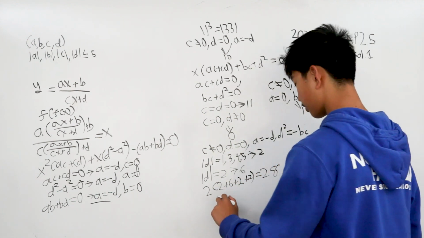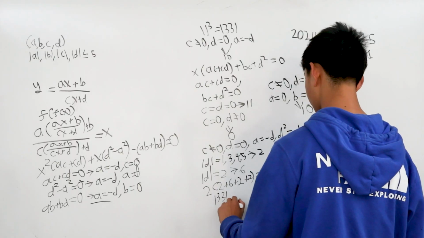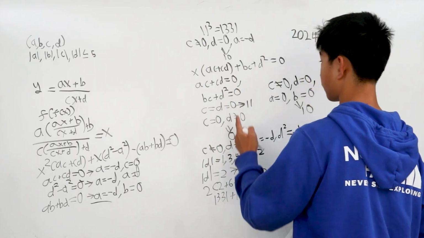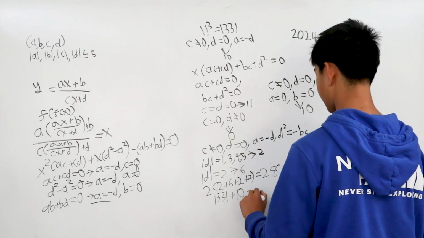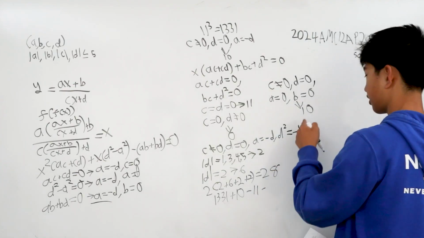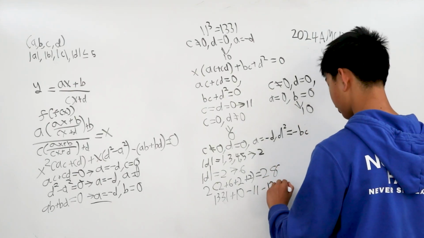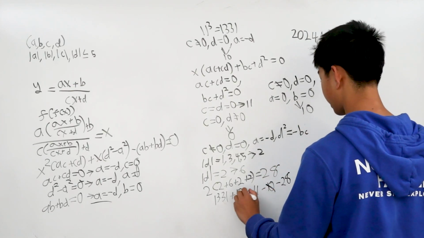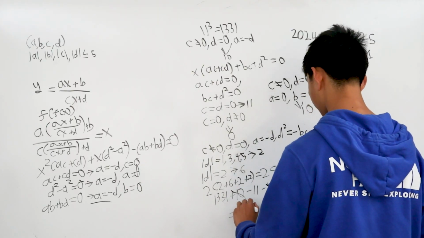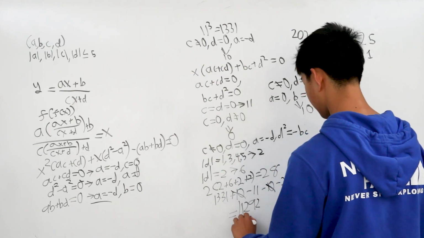So then, 1331, we add the 10 from before, then subtract the 11, then subtract this 10, and then subtract this 28. The 10s cancel. That gives us our answer of 1292. And we are done.